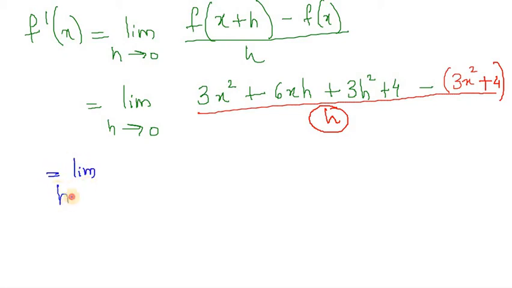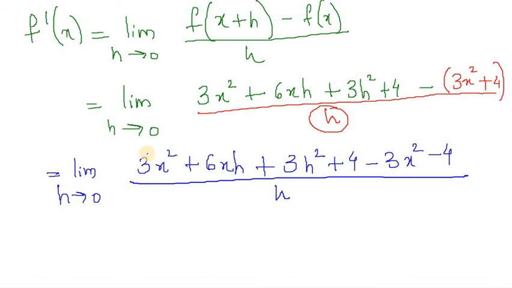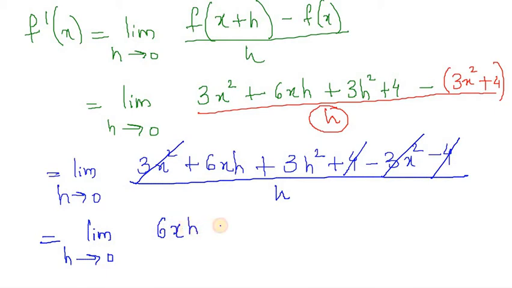Limit h tending to 0, 3x square plus 6xh plus 3h square plus 4. So when you open up the brackets, it becomes minus 3x square minus 4 whole thing divided by h. 3x square minus 3x square plus 4 minus 4. What are we left with? Limit h tending to 0, 6xh plus 3h square upon h.